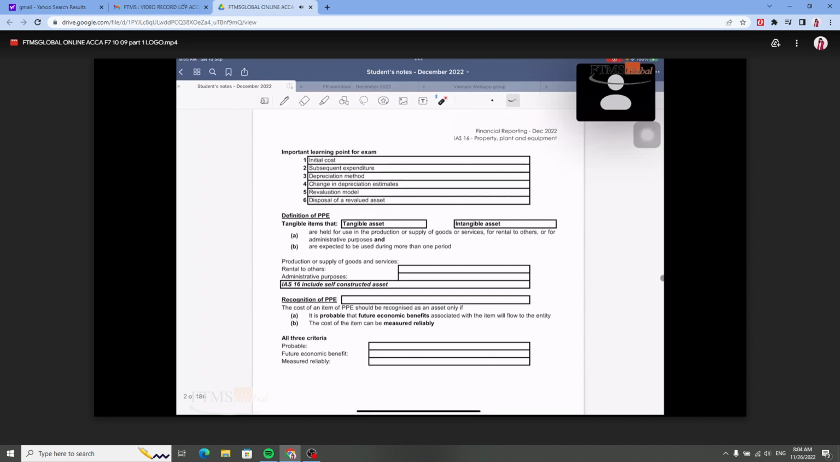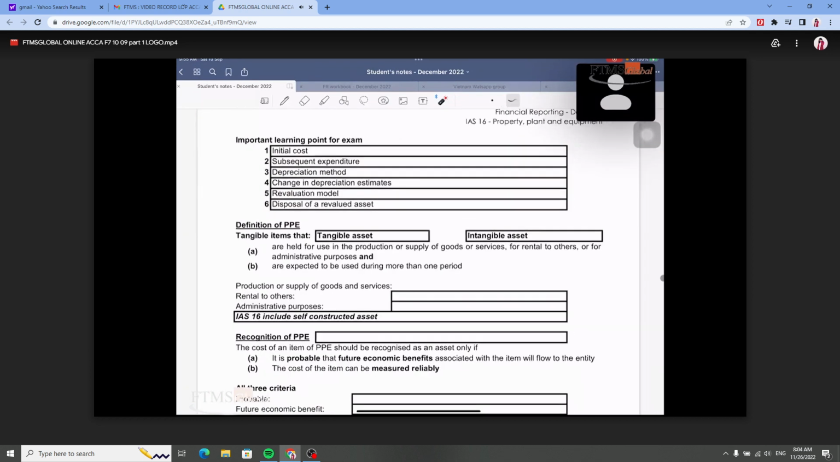So IAS 16. For every chapter, as far as possible, there's always something called important learning points for the exam. For every standard, I have already identified what is important for your exam. So all these are the important things that you need to know for your exam.